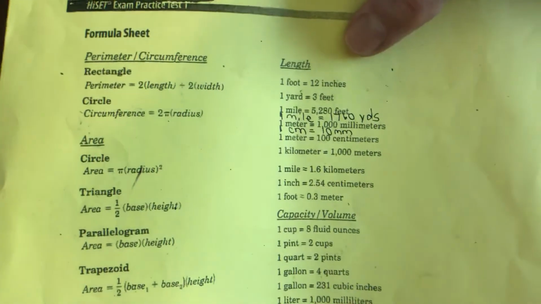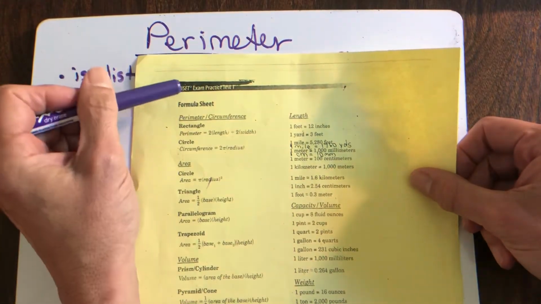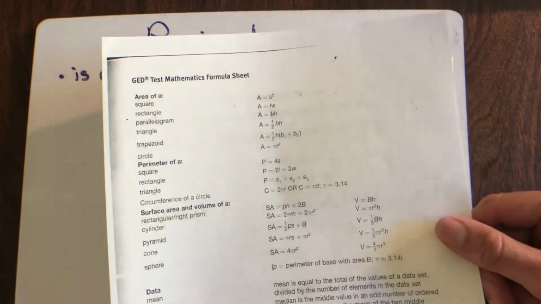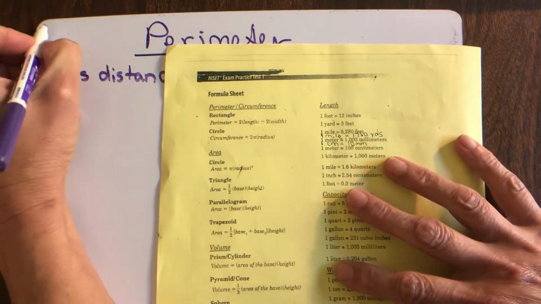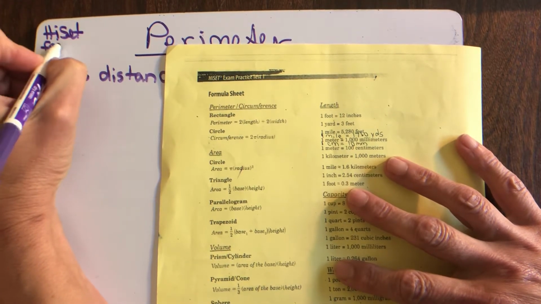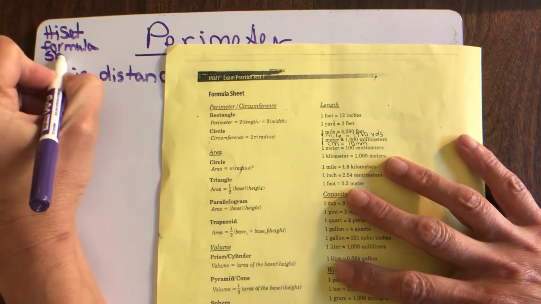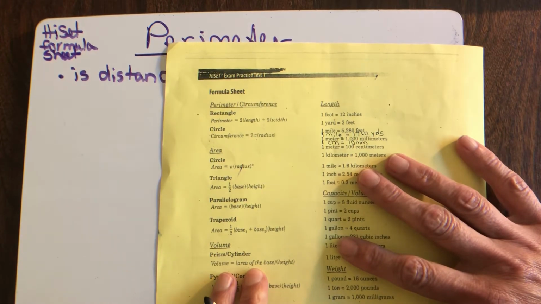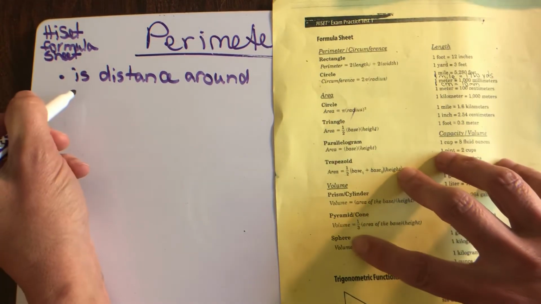Now, you're going to need your formula sheet. If you're working on your HiSET, you need your HiSET formula sheet. If you're working on your GED, you need your GED formula sheet. If you'll just go online and Google HiSET formula sheet, it'll take you to the HiSET page and you can print it off. You really need to have a printed copy so that you can work with it here and familiarize yourself with it. Perimeter is a distance around.